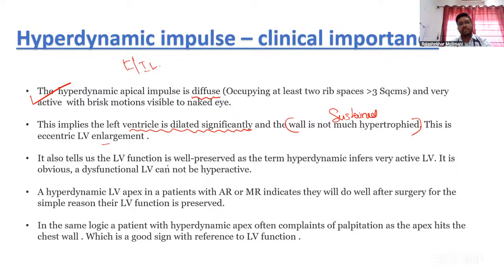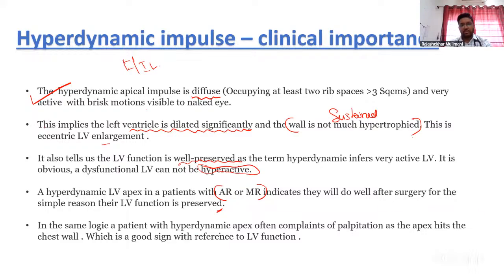It also gives you the importance that the LV function is well preserved. The term hyperdynamic infers a very active left ventricle, and obviously a dysfunctional left ventricle cannot be hyperactive. That means the patient has not gone into severe failure. So the hyperdynamic LV apex in a patient with aortic regurgitation and mitral regurgitation indicates that they will do well after surgery, for the simple reason that their LV function is preserved. So these are the importance of identifying these signs.